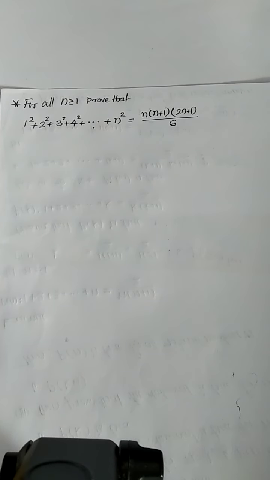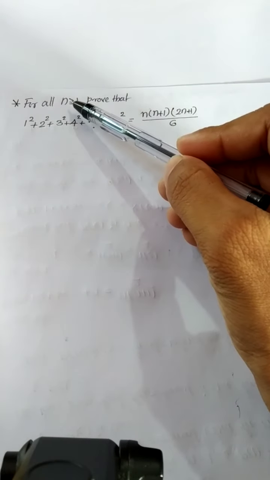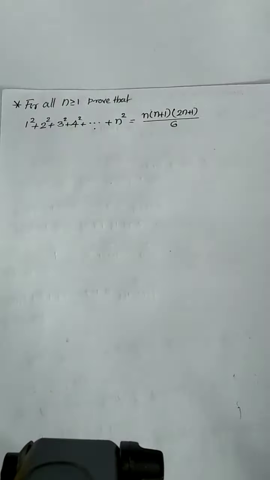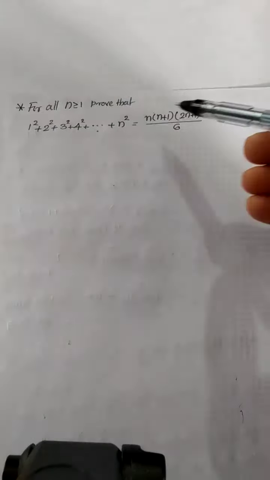Look at the next example. We have a statement. For all n greater than or equal to 1, prove that 1 square plus 2 square plus 3 square plus 4 square plus etc. plus n square is equal to n into n plus 1 into 2n plus 1 divided by 6. The sum of squares of the first n natural numbers. Here this is a statement. We want to prove this one.